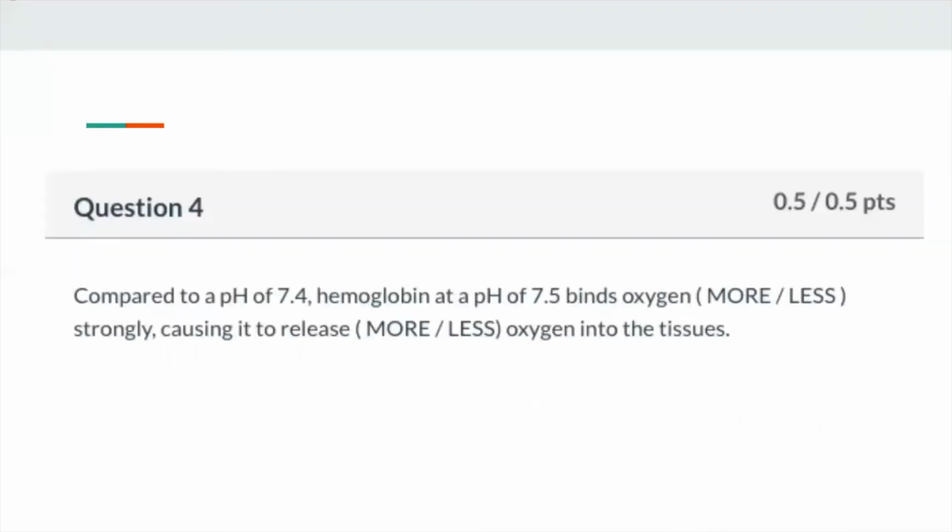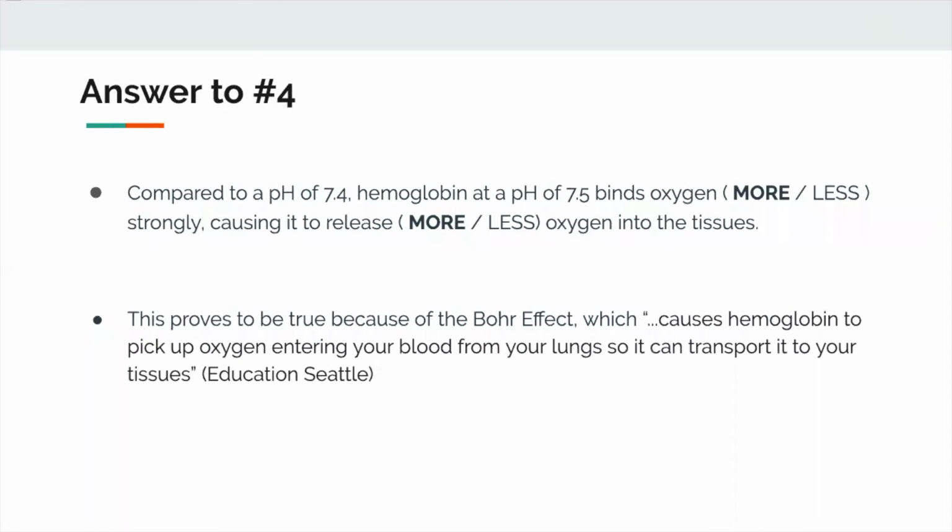Question 4: compared to a pH of 7.4, does hemoglobin at a pH of 7.5 bind to oxygen more or less strongly, causing it to release more or less oxygen into the tissues?